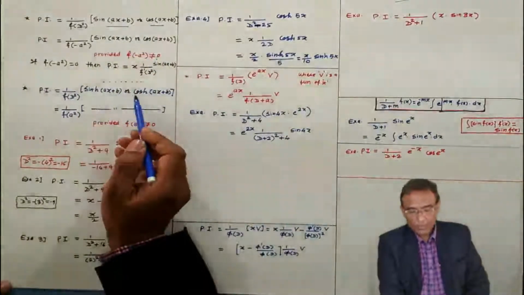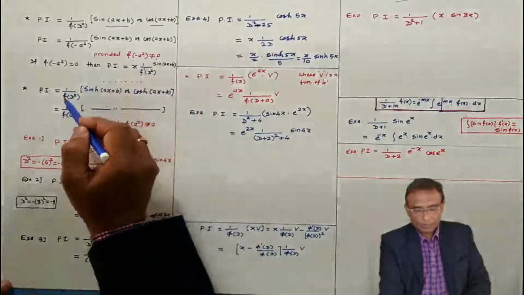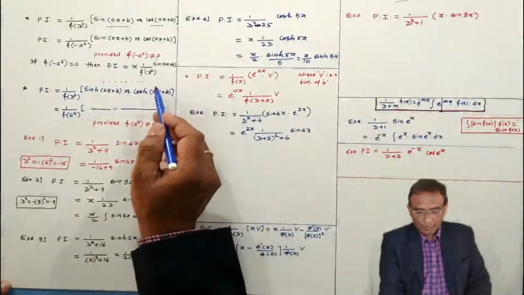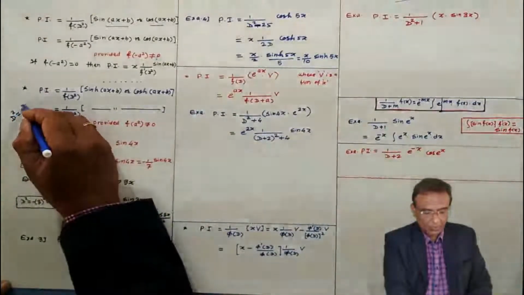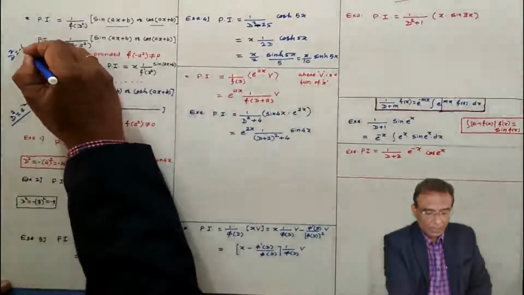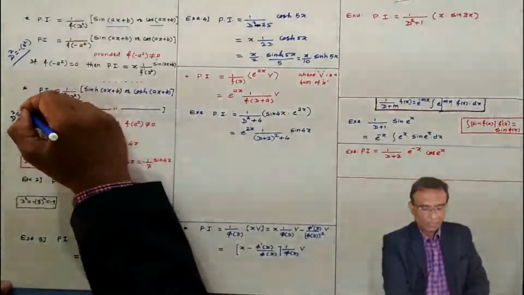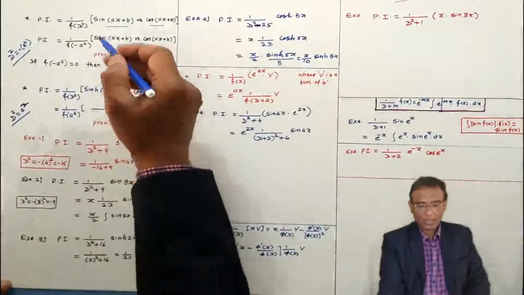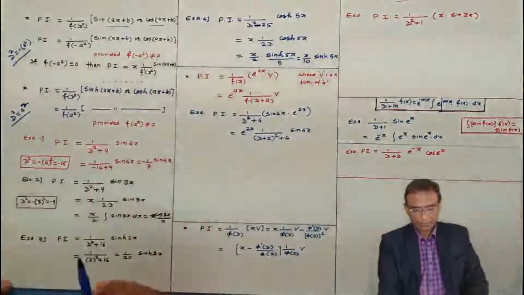And this is for circular sine and circular cosine. Now for hyperbolic sine and hyperbolic cosine, what is the difference? Only D square is replaced by a square. Here D square is replaced by a square only, while for circular functions D square is replaced by minus a square. See the difference between sinh, cosh and sin, cos.